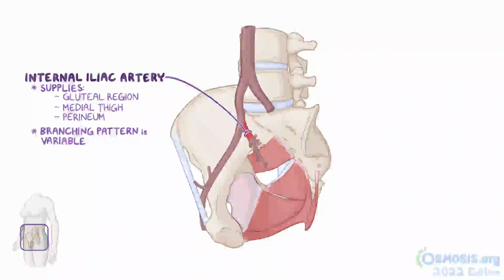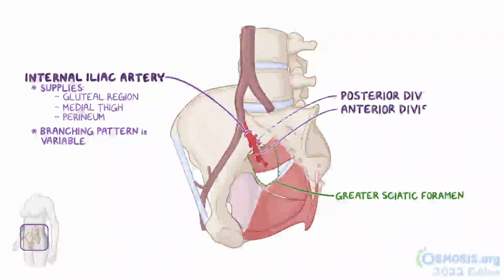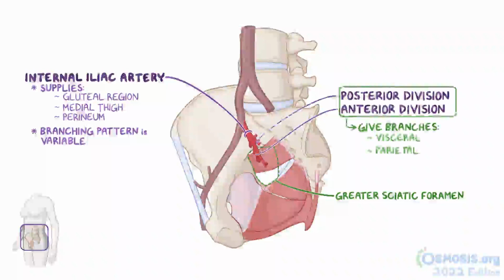Each internal iliac artery runs posteromedially to reach the upper border of the greater sciatic foramen. Then, each internal iliac artery divides into anterior and posterior divisions, or trunks. These trunks give smaller branches that are either visceral or parietal. Visceral branches supply organs, like the bladder and the rectum, and parietal branches supply muscles and skin that form the walls of the pelvic cavity.